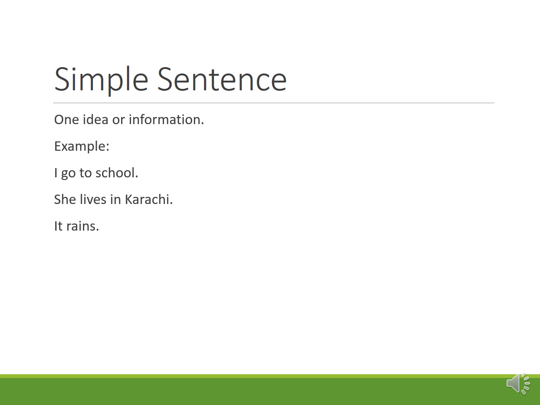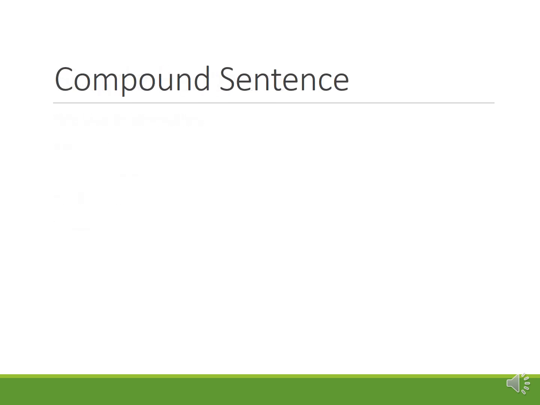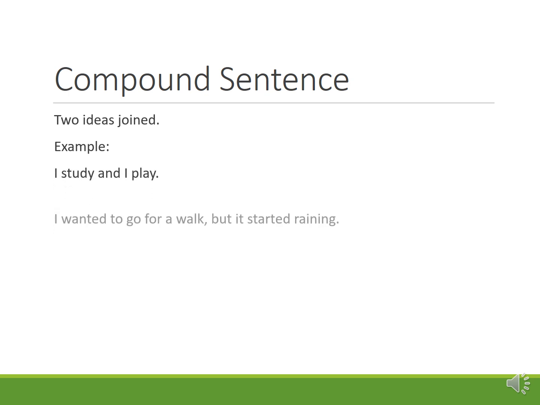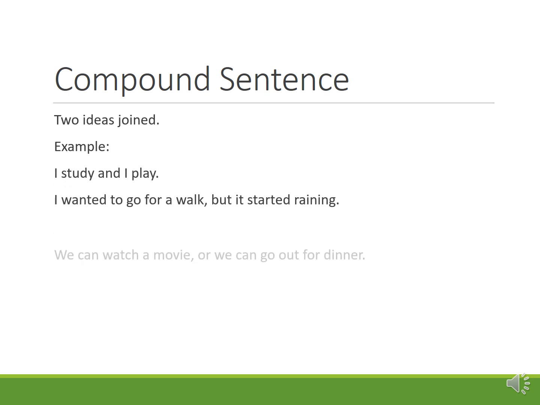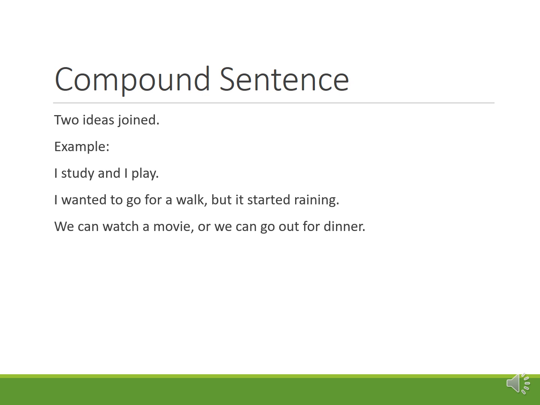The next one, compound sentences. A compound sentence has two ideas joined together. For example, I study and I play. I wanted to go for a walk, but it started raining. We can watch a movie or we can go out for dinner. He likes coffee and she prefers tea.